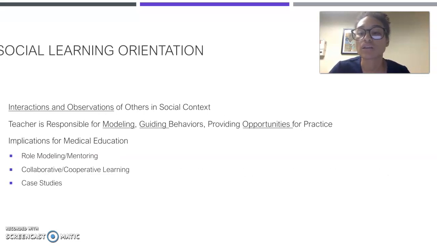Social learning, this focuses on interactions and observations in a social context. The teacher here is responsible for modeling, guiding, and providing opportunities for the learner. And they break this down into role modeling, mentoring, collaborative, cooperative learning, and case studies.